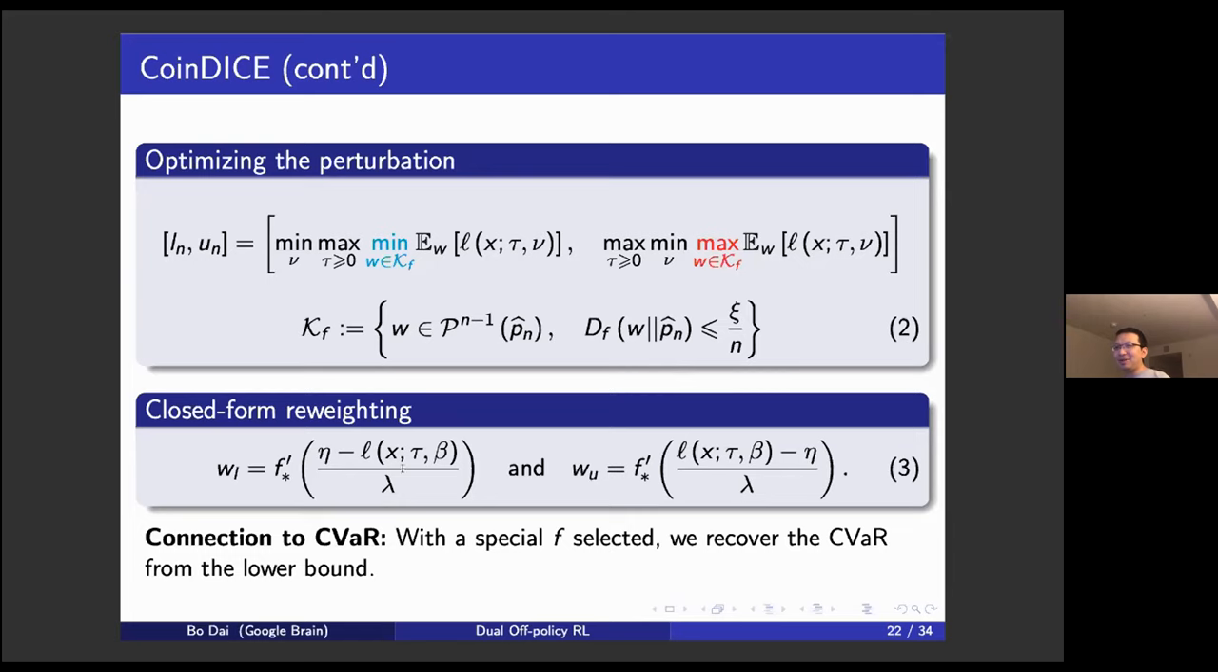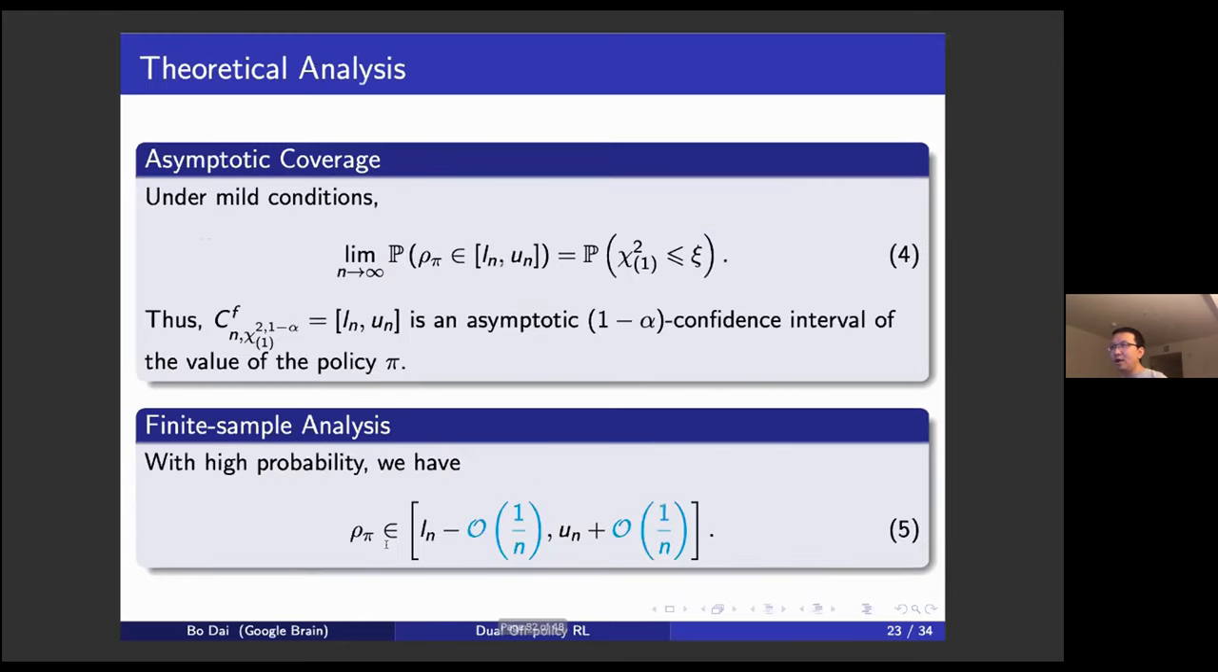And also, there's some connection to SIVA because of the time limit. I will not expand this item. Actually, the computation procedure or estimator construction is not that difficult, but the difficult part came from how we prove it is an asymptotic confidence interval and how we form the finite sample character for the LN and UN.